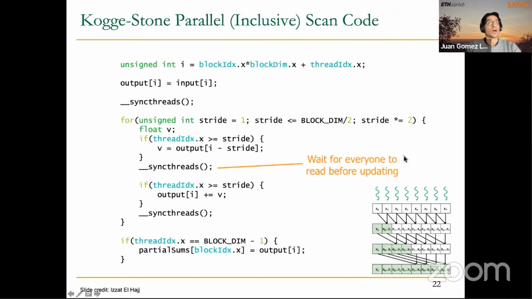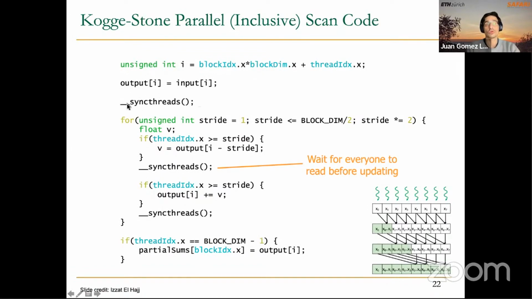And this is how the code looks. Here on the right-hand side, you have the figure of the Kogge-Stone from the previous slide in order to connect easily the figure to the code. Observe that first of all, we obtain an index that relates to the block index and the thread index as usual. The first thing to do is to move the input value to the output array, because we are going to operate on this output array.